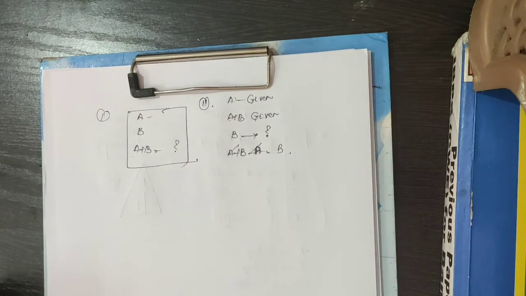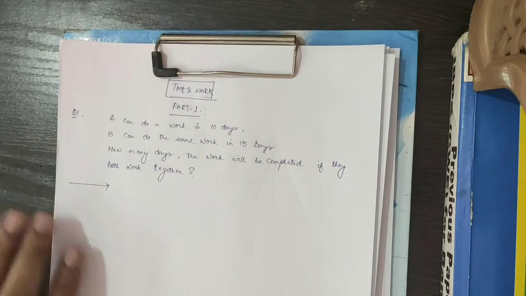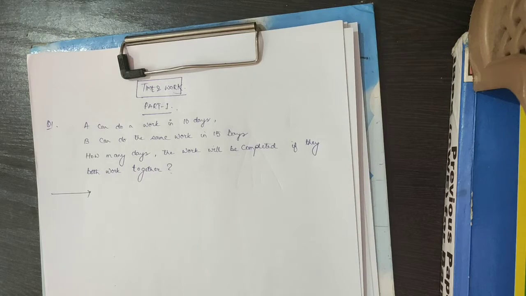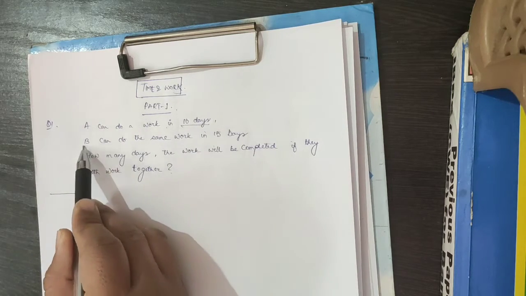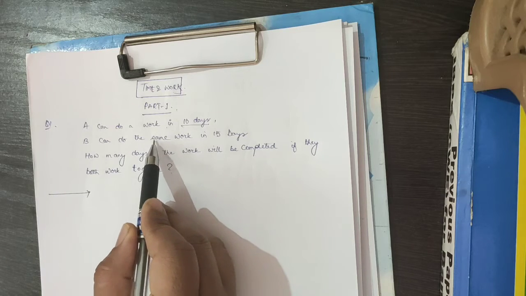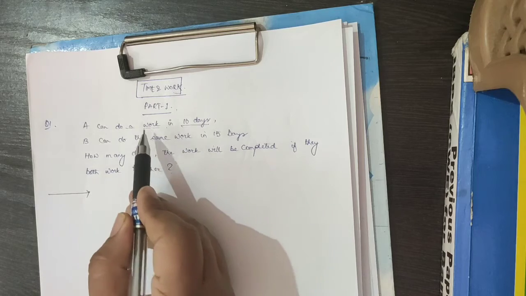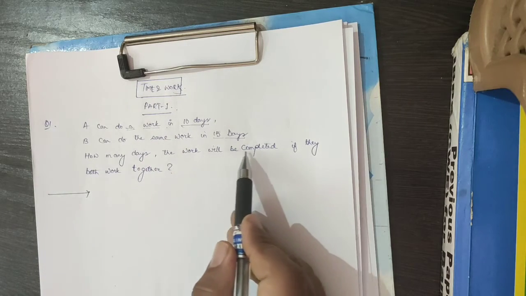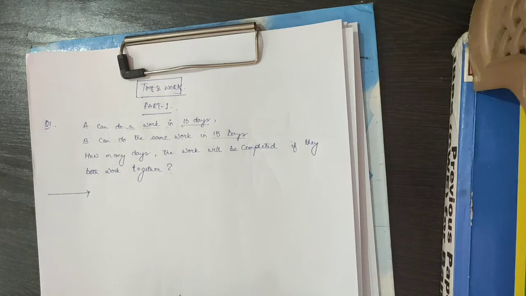You don't need to think too much. So let's get down to the real problem. Question number 1. Question number 1 says A can do a piece of work in 10 days. B can do the same work in 15 days. How many days will the work be completed if they work together? That means if they work together, it means A plus B.